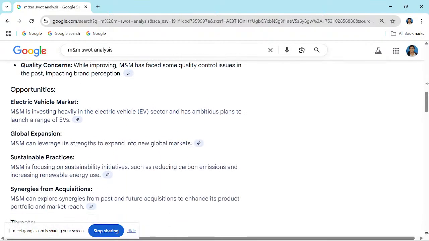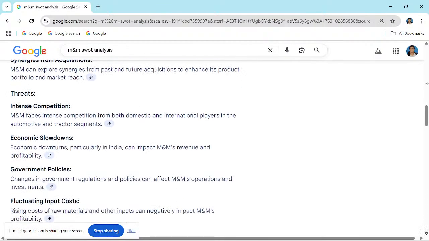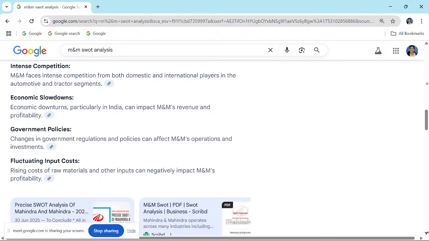Then if you go for opportunity, yes, e-vehicle markets. So they want to reduce all these, and global expansion. Yes, that's an opportunity. Mahindra and Mahindra has a lower global presence, so it is an opportunity for them. They can tap the global market. Sustainable practices: reducing carbon emission, making it carbon neutral. Synergies from acquisition: probably it's acquiring other products and that's helpful. Threats: intense competition, economic slowdown, government policies, fluctuating input costs. That's all the weakness. You just have a look. Should I take over?